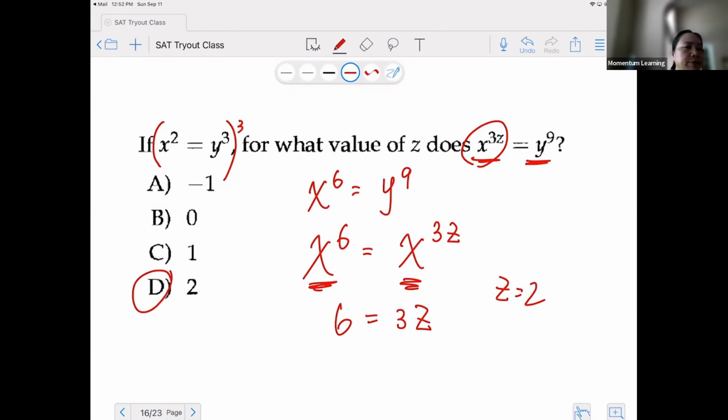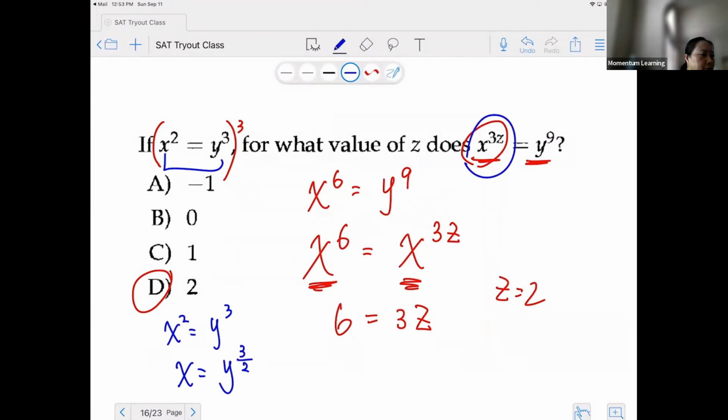Very good. I saw different methods, right? You can isolate x, and then do the 3z. Let me introduce this one, because I saw 3 students did it this way. From here, x squared equals y cubed. You can just say x itself is actually y to the 3/2. And then you can work it out. So x to the 3z will be y to the 3/2 times 3z, and then equals y^9, and then you can solve for z as well. Good job.